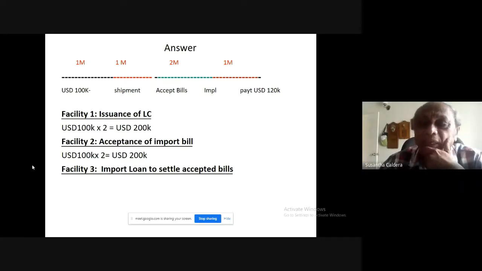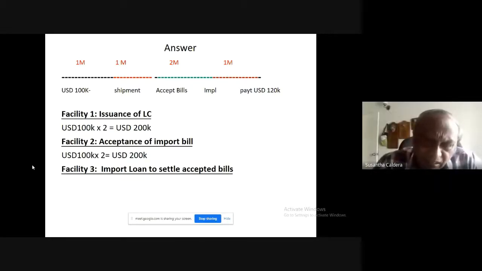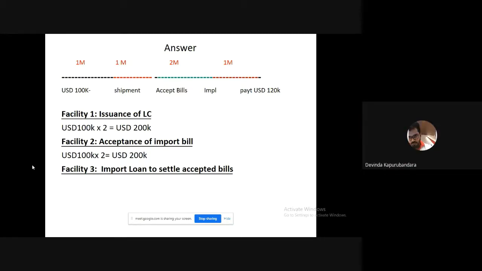The accepted bill ගෙවන්න අපිට we have to give an import loan. What should be the value? $20 million. Huh? I'm sorry. $20 million. 200,000. 100,000 into 2.